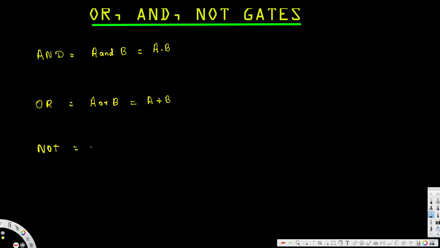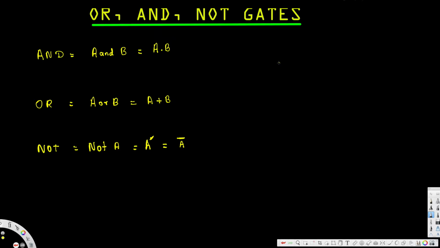For NOT gate, we can say not A, and sometimes you will see A with a prime, like this, or you will see A bar on top. So these two are correct ways, right? So these are the ways to express the AND, OR and NOT gate. Now let's look at the truth table for these.